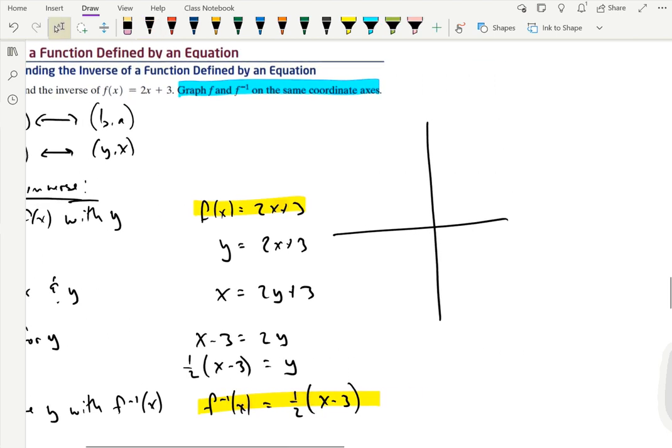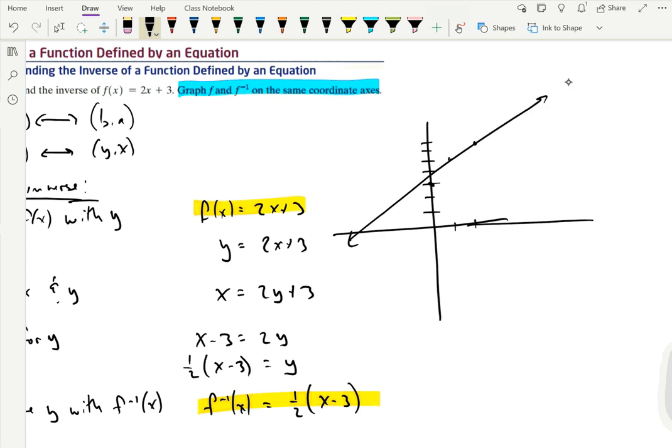So if I have 2x plus 3, okay, let's see, so I got 1, 2, 3. It's going to be the y-intercept, and then up 2 over 1. Let's do again, up 2 over 1 is going to be up this way. So I'm going to end up with a graph that looks like this. So this is y equals 2x plus 3. Now this one over here, if I multiply that through, that's going to be a half x minus 3/2.